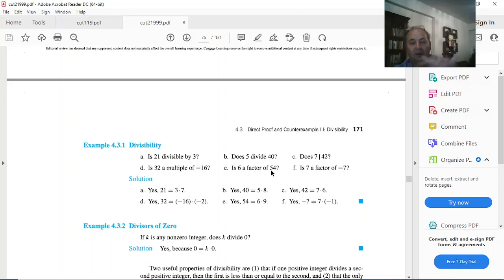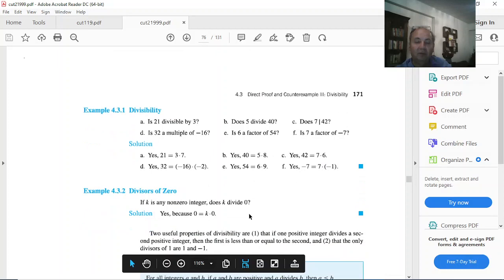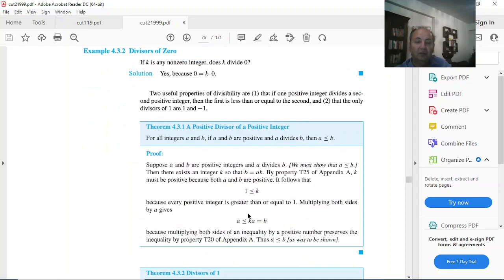Besides this question, okay, 6 times 9, that's one, and another one. There is no other one, I think, right? Or 2 times 27, or 3 times 18, and 6 times 9. All factors of 54. Minus 1 times, it's not bothering us, minus is okay. Divisor of 0, you can work on it.